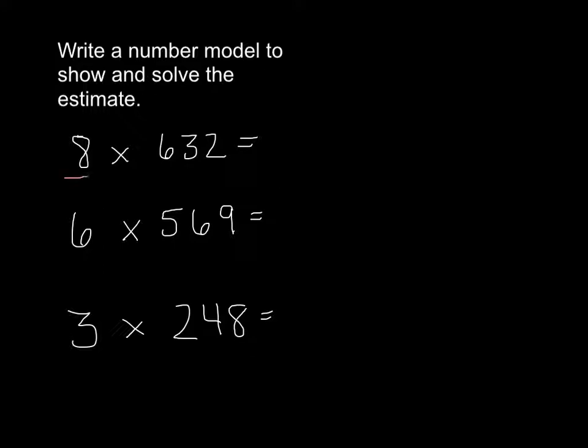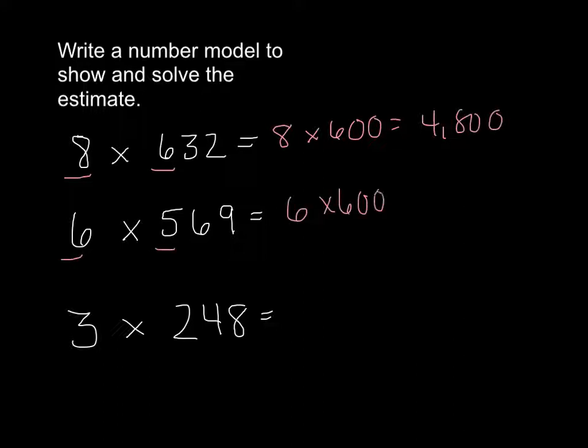So here we're going to be rounding to the nearest 100 because we know we just want a basic fact and everything else to be the zeros that we just add on. So our problem that we're solving is 8 times 600, which is 4,800. 6 times 600, which is 3,600. And 3 times 200, which is 600.